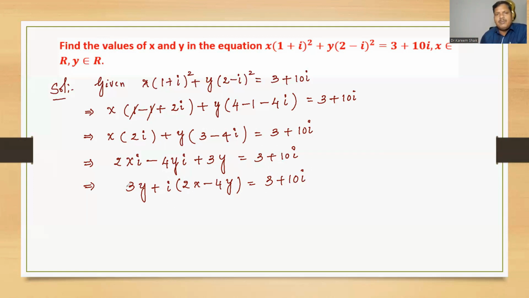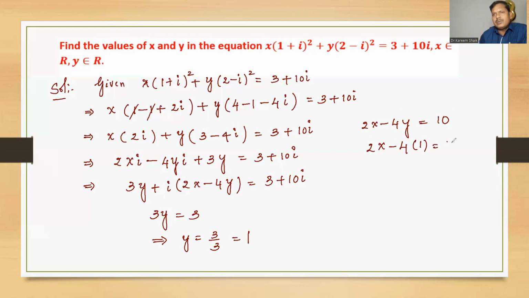Observe, here the real part will be what? 3y. Here the real part is 3. That means comparing the coefficients, you will get 3y equals 3. That implies, can I say that y equals 3 upon 3, that equals 1. Now, in the same way, 2x minus 4y equals 10. What is the y value? 1. Substitute: 2x minus 4 times 1 equals 10.